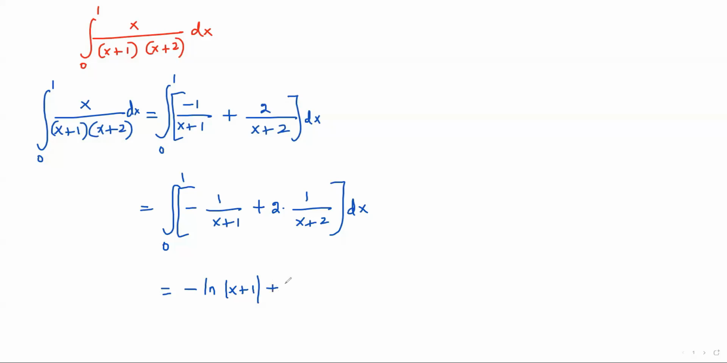Okay, here plus 2 times the same thing we have over here, that is the derivative of the denominator x plus 2 with respect to x is 1, that we have exactly in the numerator. So the integration of this function is ln of what we have in the denominator, that is the absolute value of x plus 2. Okay, now I'm going to take the limits 0 to 1.